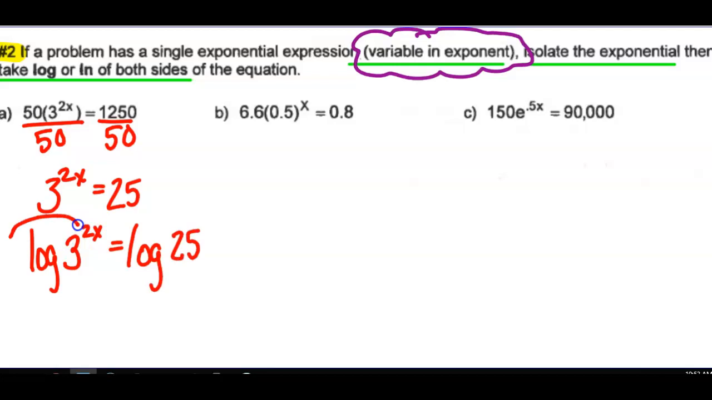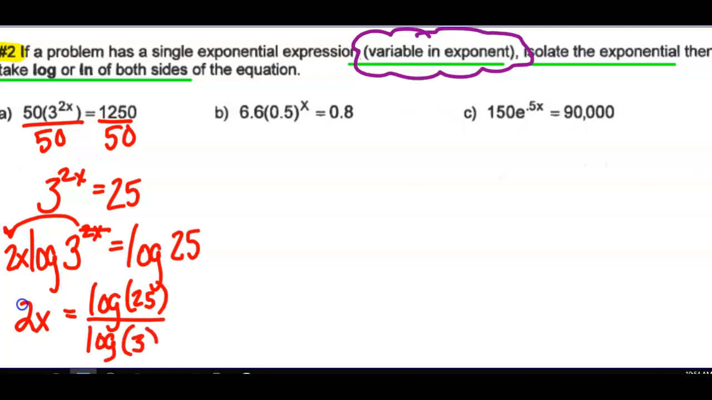Okay. Then I'm going to move this guy out front. And then I'm going to divide. To get x by itself, I need to divide by the log of 3 and divide by 2. You could do that in one step. I think I'll show it in 2. I'm going to divide by the log of 3. And then we're going to divide by 2.